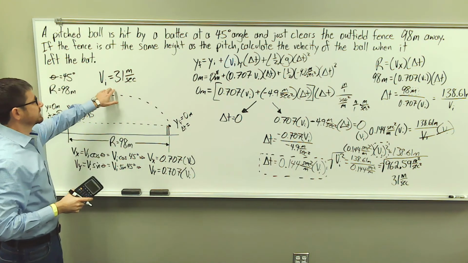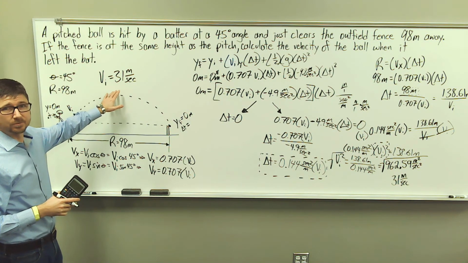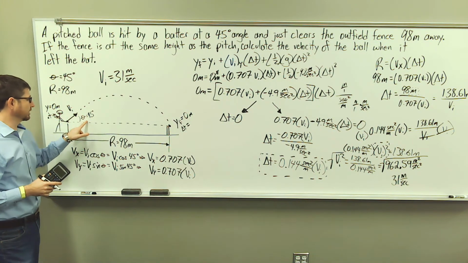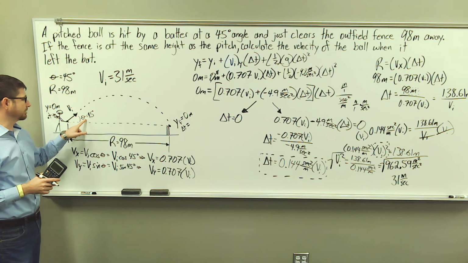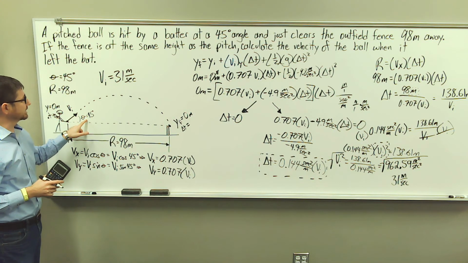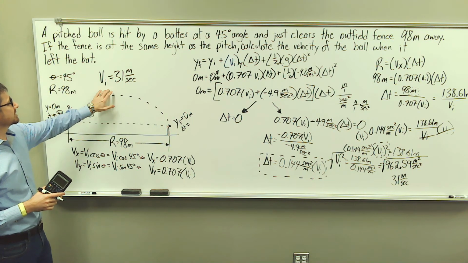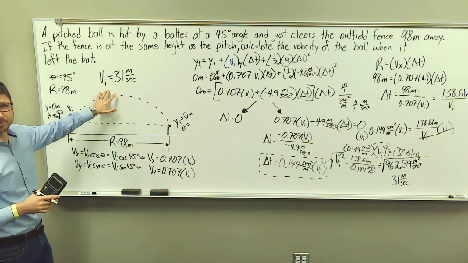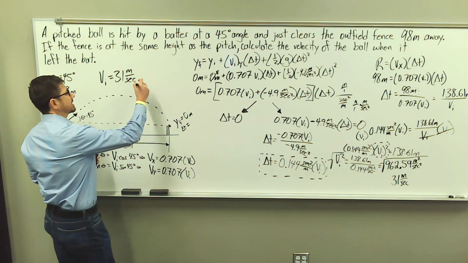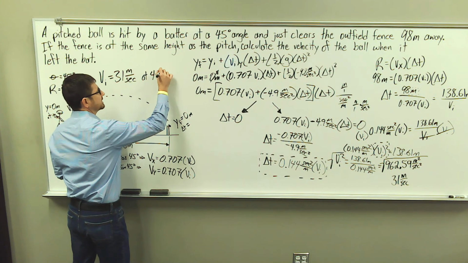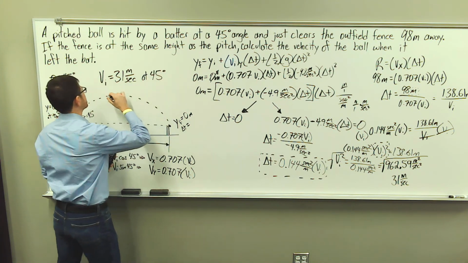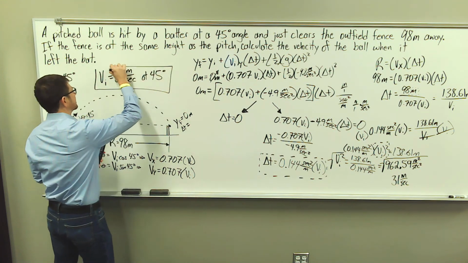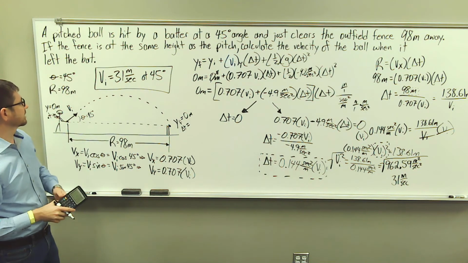And remember, this is a vector, so we need to include direction. Well, we know that the ball left the bat at an angle of 45 degrees. So we need to say initial velocity is equal to 31 meters per second at 45 degrees. And that is the answer right there.